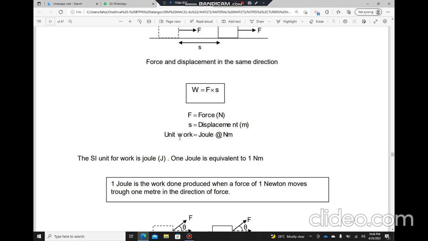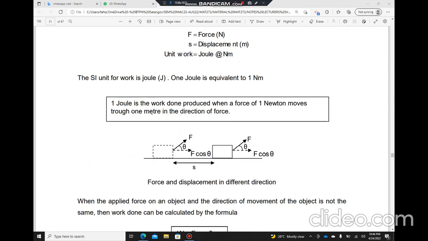Unit for work is joule or Newton meter. The SI unit for work is joule, J. 1 joule is equivalent to 1 Newton meter. 1 joule is the work done when a force of 1 Newton moves through 1 meter in the direction of force. So maksudnya katakan kita ada satu force which is 1 Newton and then kita ada satu displacement 1 meter. So 1 multiplied by 1 is 1. So 1 joule. So we get work.